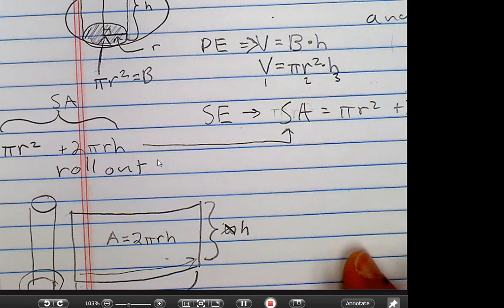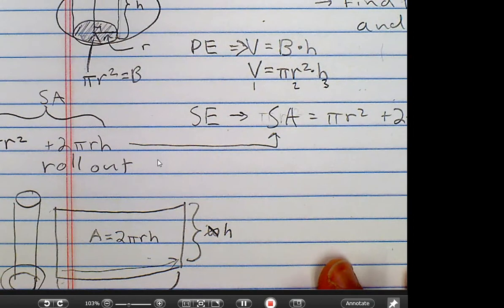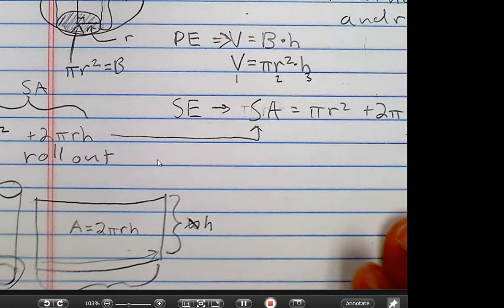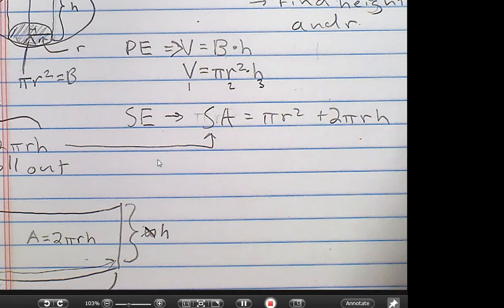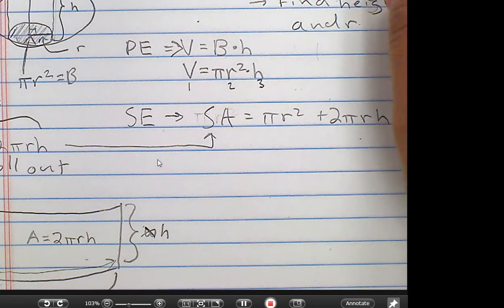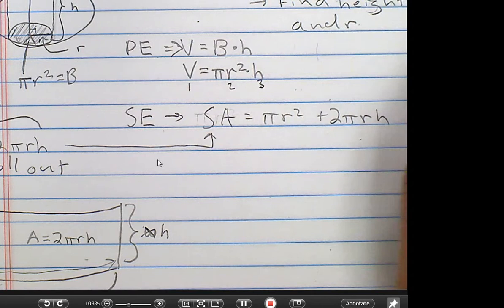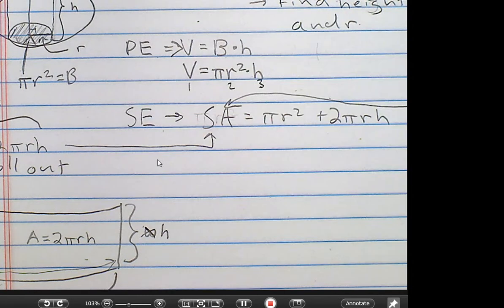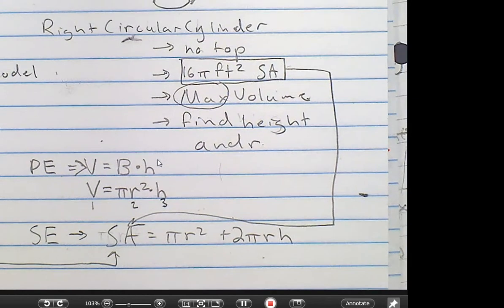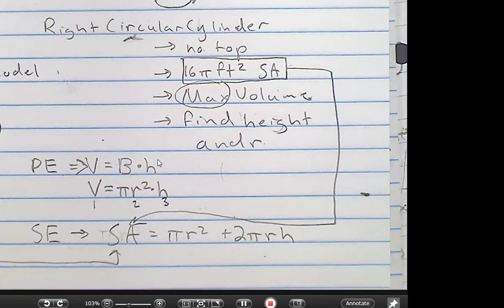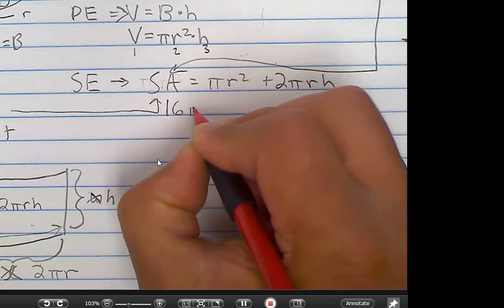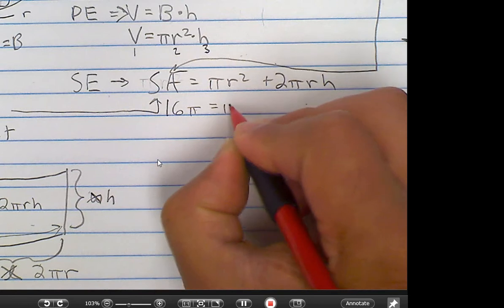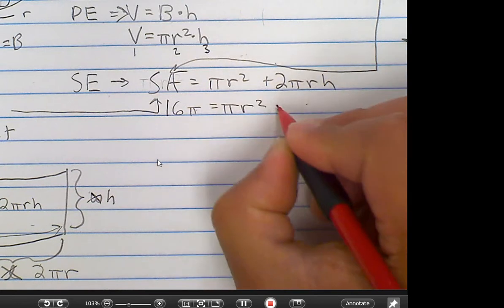Now, I know that I'm going to have to use some information here, because if you look, I still got 1, 2, 3 variables, so I've got to use some information, a parameter, if you will. Plug in your 16 pi r squared, 16 pi feet squared into your surface area. So let's work this out. No need in putting feet squared into this formula, just 16 pi.